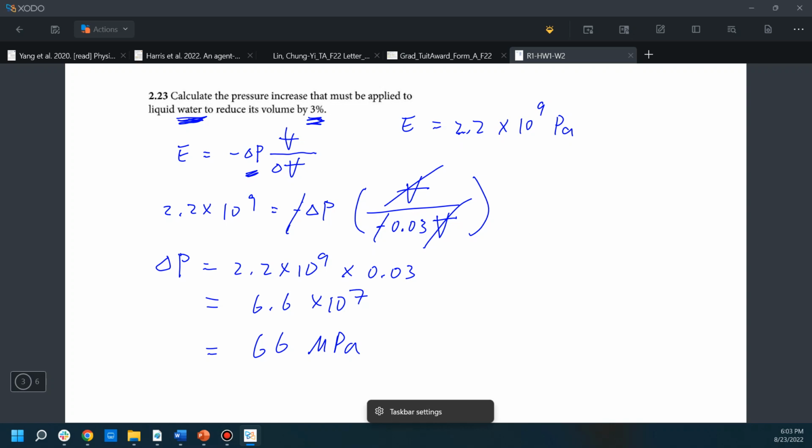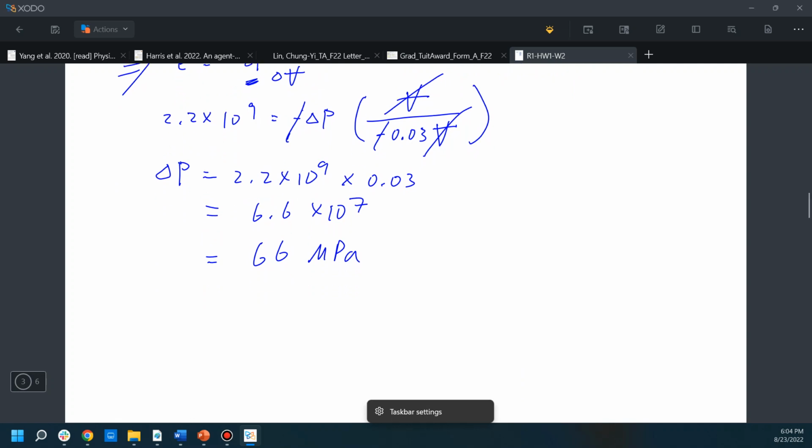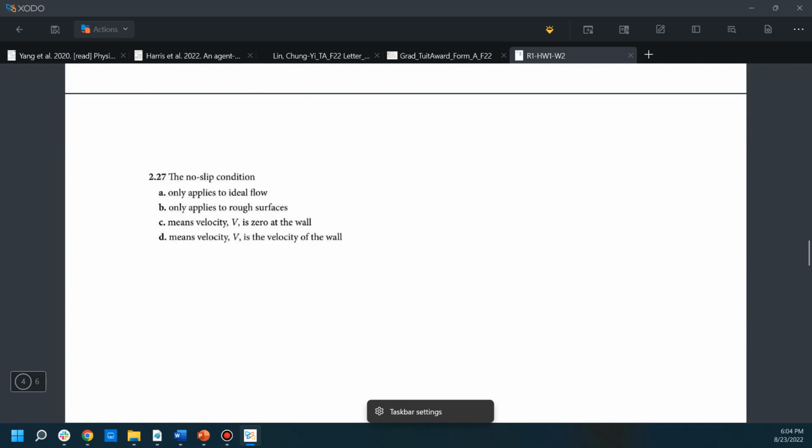Okay, so basically you will need to know this modulus of elasticity equation to be able to solve this question. Okay, so let's move on to the next one.